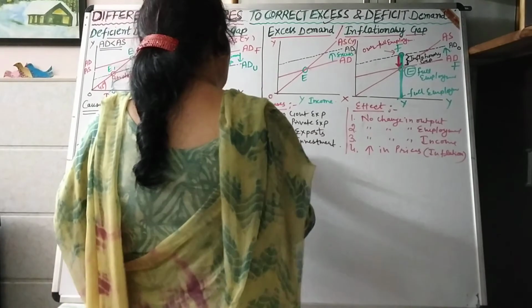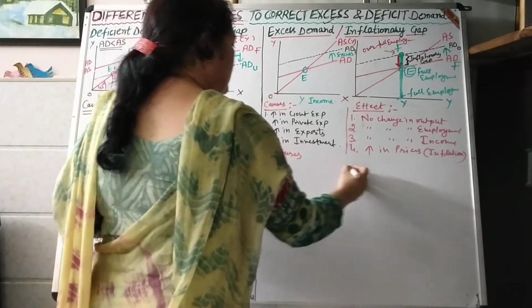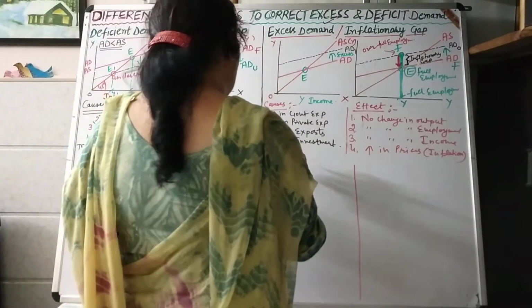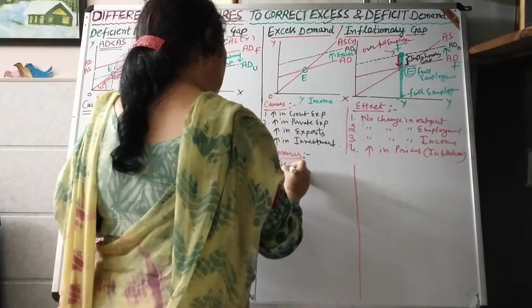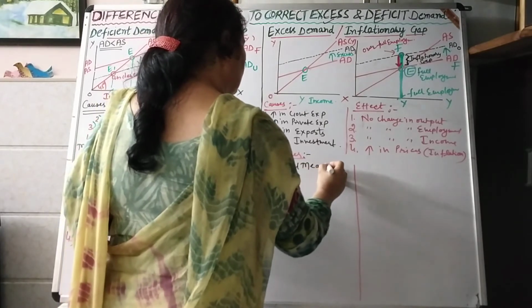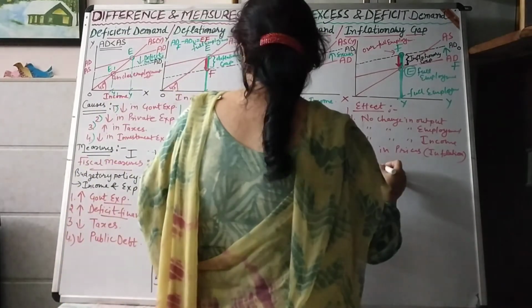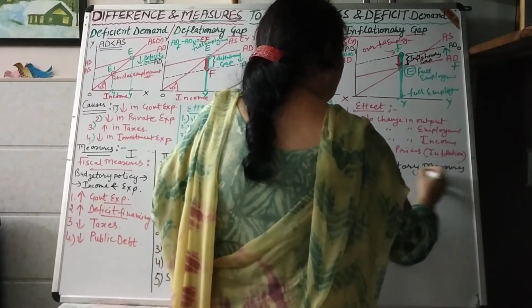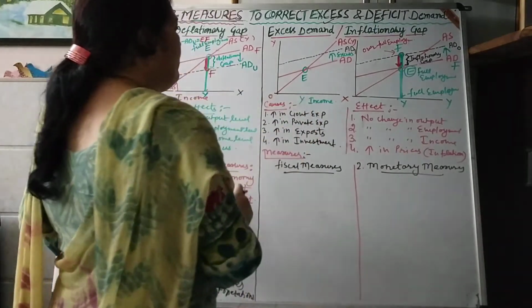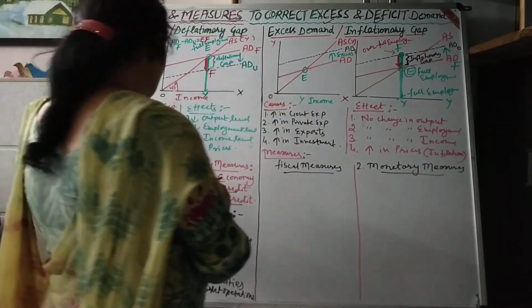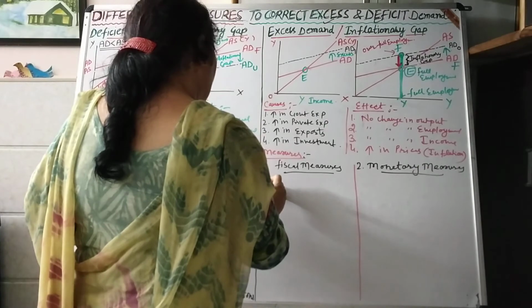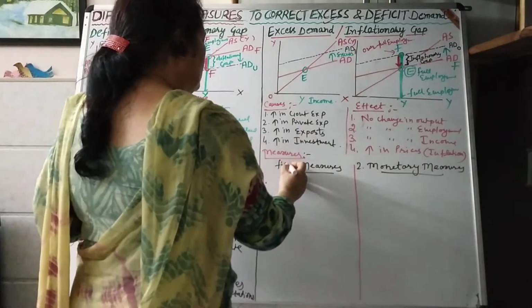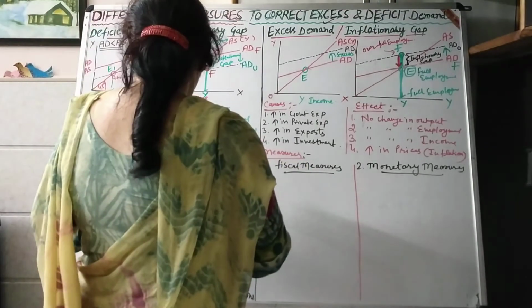Then measures. Same, there are 2 measures to correct excess or inflationary gap from the economy. Number 1, fiscal measure. Number 2, monetary measures. In case of excess demand, government wants to reduce the purchasing power of the people. So government will take such a type of measures through which there will be less purchasing power of the consumers.